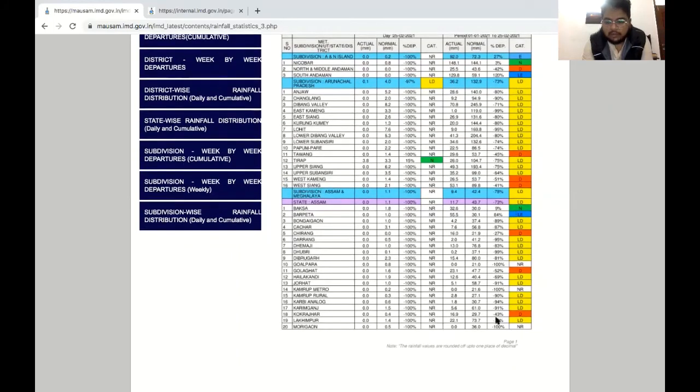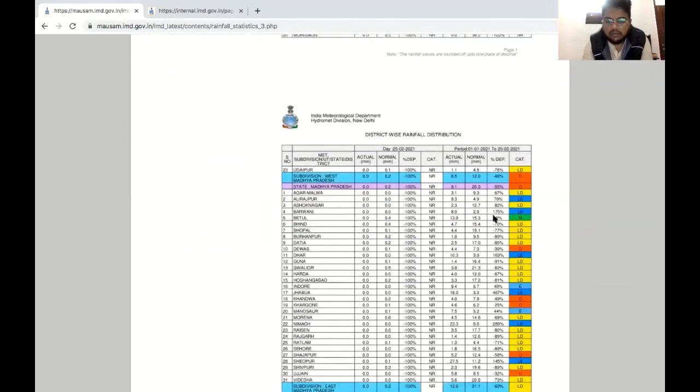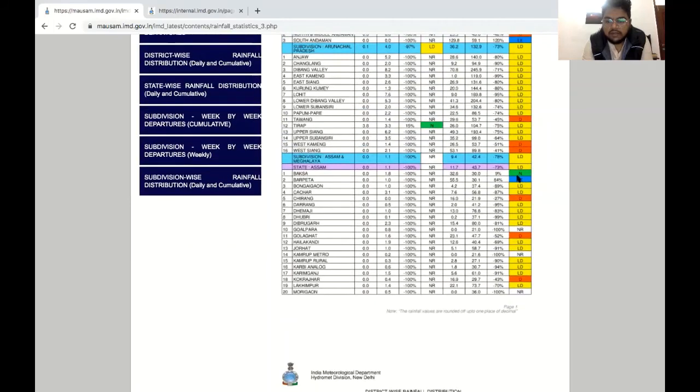So Assam also shows mostly no rainfall except for one district, which is Barpeta, which has large excess rainfall, and Buxa, which has normal rainfall. It is highly unusual that a large state like Assam would have only a few districts with some amount of rainfall and a large amount of rainfall, and the other districts would have absolutely no rainfall.